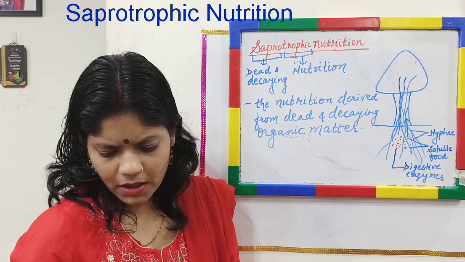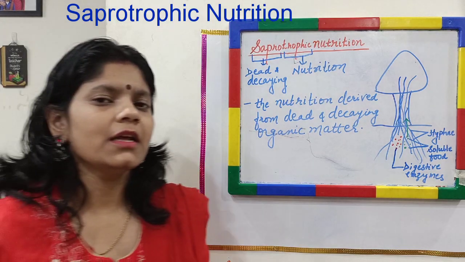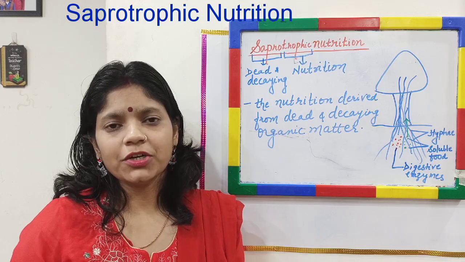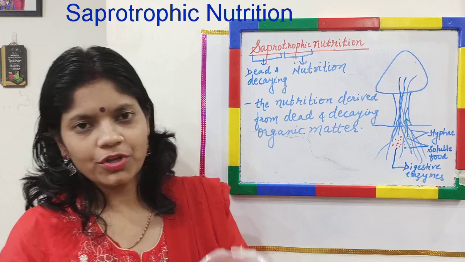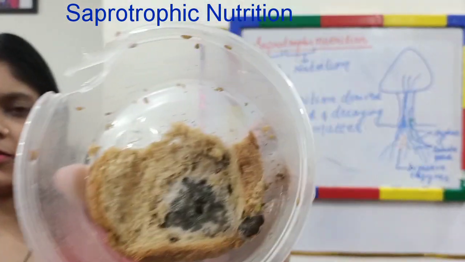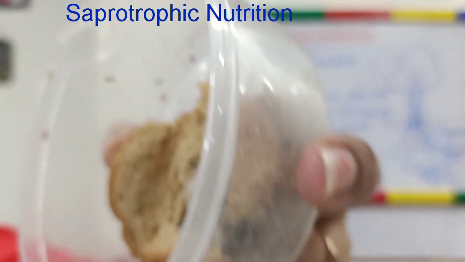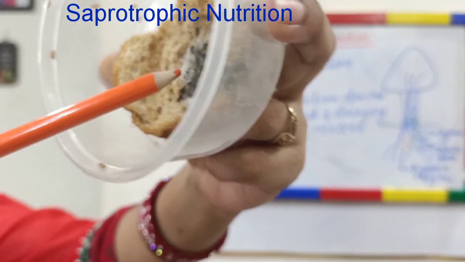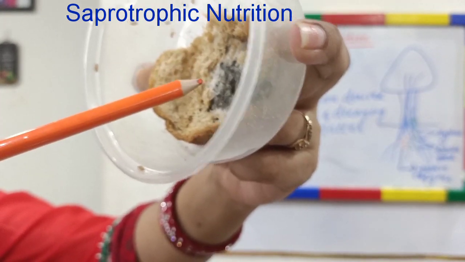Now, I have done one activity which you may also do. What I have done, I have taken a piece of bread and put some water onto it and left it for 4 days. After 4 days, what I observed that there were some patches. You may find some white and black colored patches on it. Actually, these patches are nothing but the growth of a fungus.